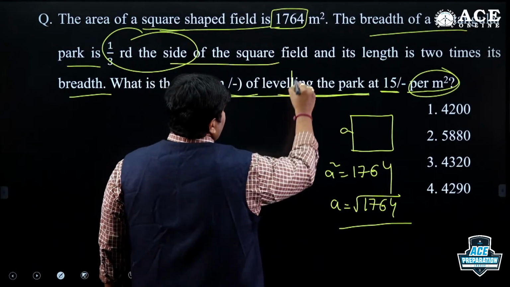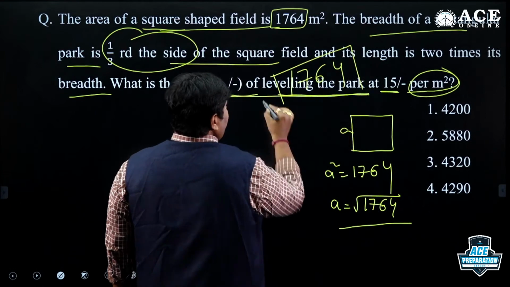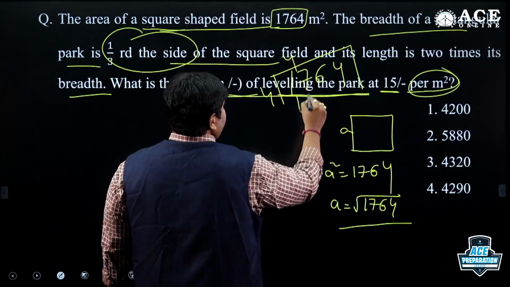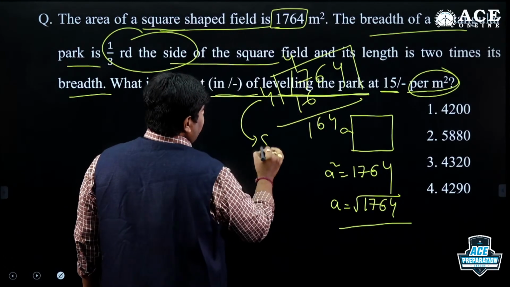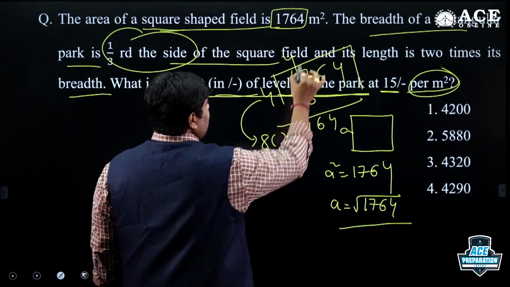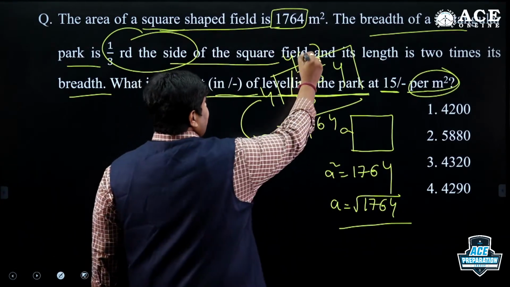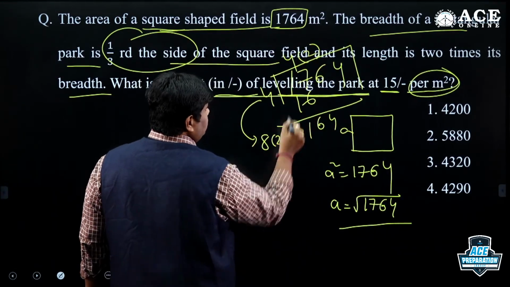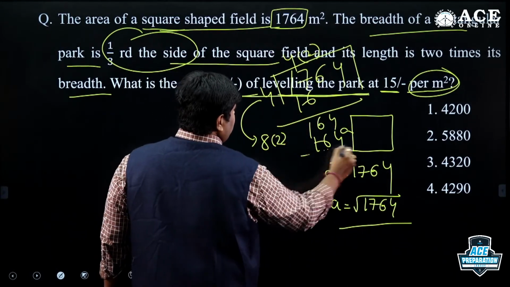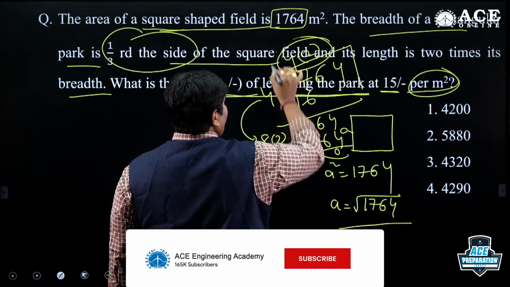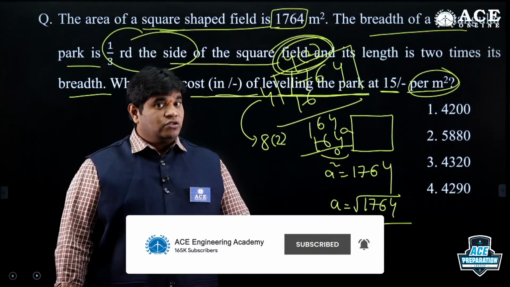1764. 4 fours are 16. 164. 4 double 8. Here you take one number, here also you take one number. I need 164. You take a 2 here, here also you write 2. 2 2s are 4, 2 8s are 16, 164, 0. So what is the value? 42. So side is equal to 42.